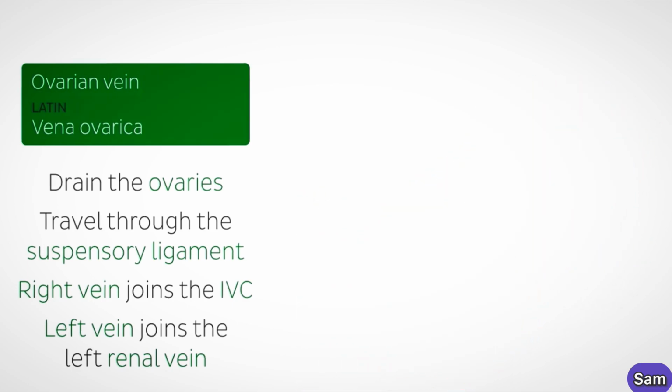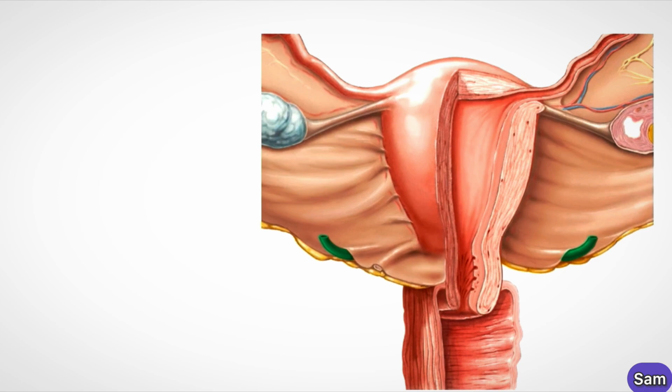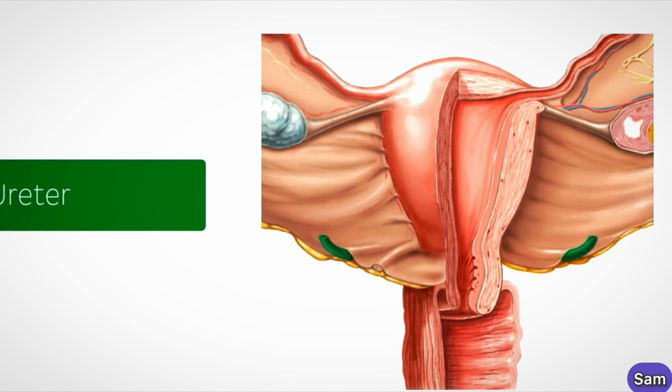Another structure that is found within the broad ligament is the ureter. And the ureter arises from the renal pelvis of the kidney before it descends retroperitoneally in the abdominal cavity. And in the pelvic cavity, it travels in the broad ligament before it enters the bladder.